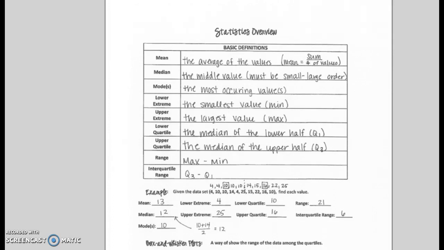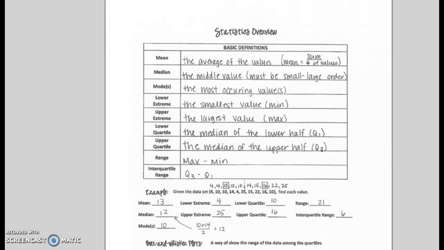You've got measures of central tendency. Those are going to be the numbers we talk about that kind of look to the middle of our information. The standard ones: mean, median, and mode. Mean is the average. So you're going to add up all your numbers and divide by the number of numbers. That's going to give you your mean. Whereas your median is the middle number.